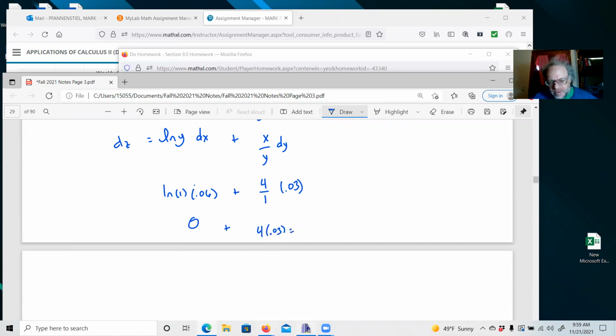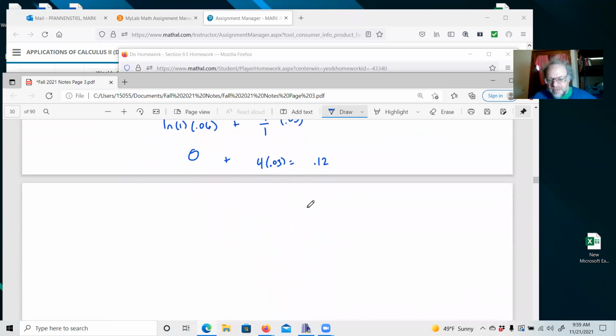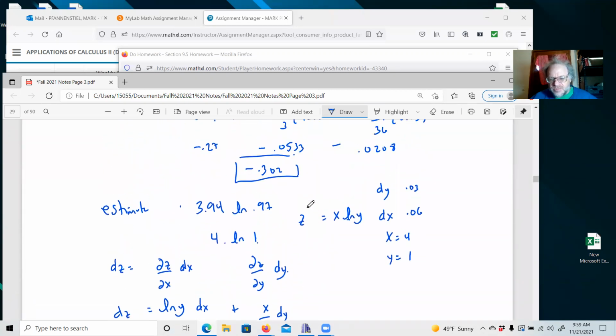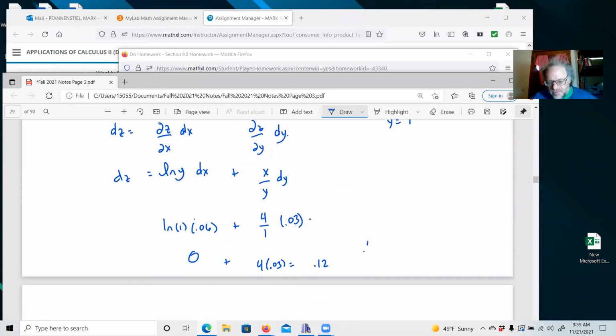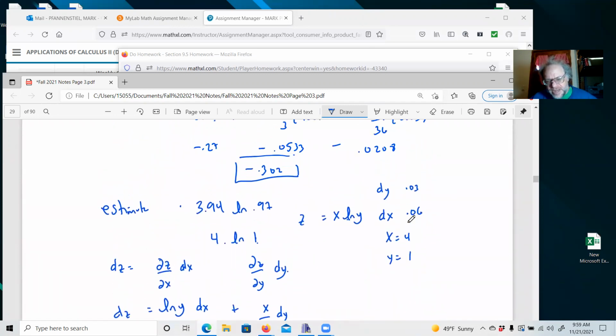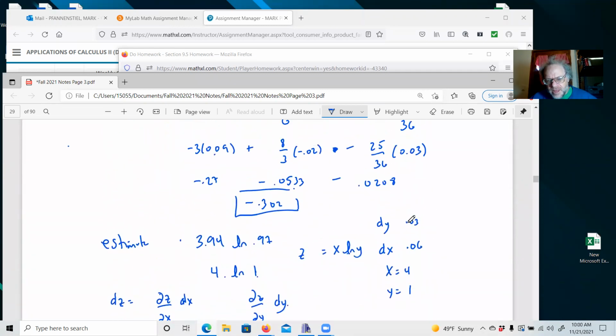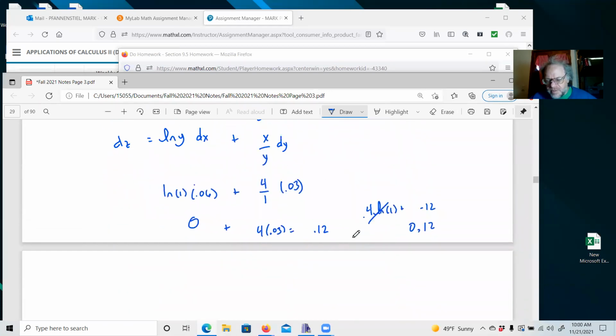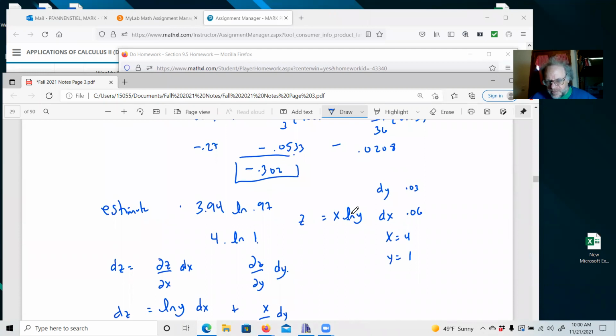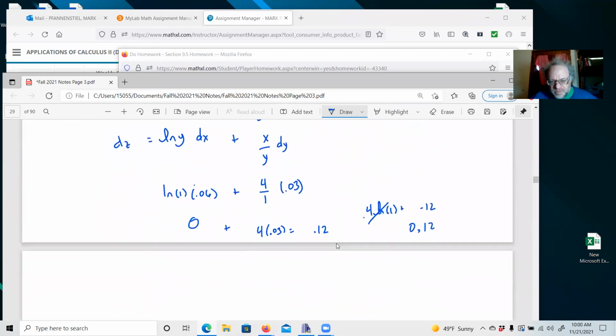So we end up with 0.12. If I'm looking at my total error here, and I plug this in, we get 4 natural log of 1 plus 0.12. That goes away. I'm looking at 0.12. I'd really like this to be negative, but it isn't. And now we're going to look at, what's the actual value? Our actual value is, what was this?